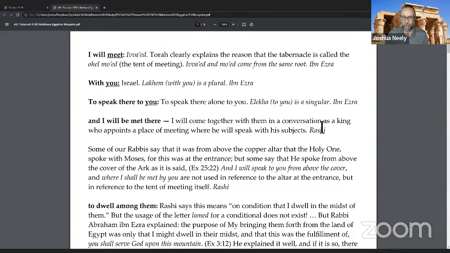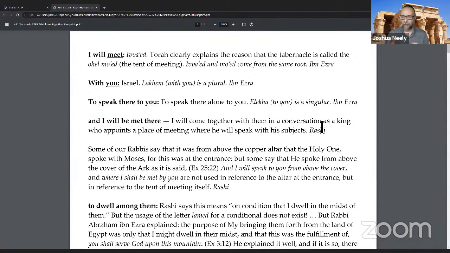Indeed, Rashi goes on to explain precisely where that meeting will take place. "Some of our rabbis say that it is from above the copper altar that the Holy One spoke with Moses, for this was at the entrance", the copper altar being closest to the entrance place of the temple itself, or sorry, the Mishkan itself. "But some say that he spoke from above the cover of the ark, as it is said, Exodus 25, 'and I will speak to you from above the cover.' And 'where I shall be met by you' are not used in reference to the altar at the entrance", meaning our verse here, "but rather in reference to the tent of meeting itself."